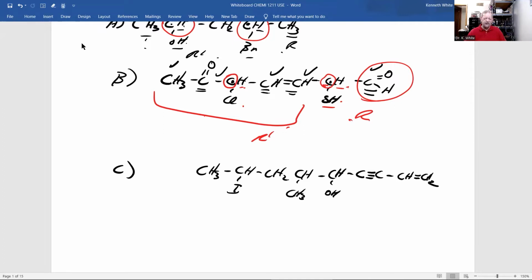And here's one for you to try. Your turn. Circle the chiral carbons. 3 points each. While you're doing that, I'm going to do a quick check of something.